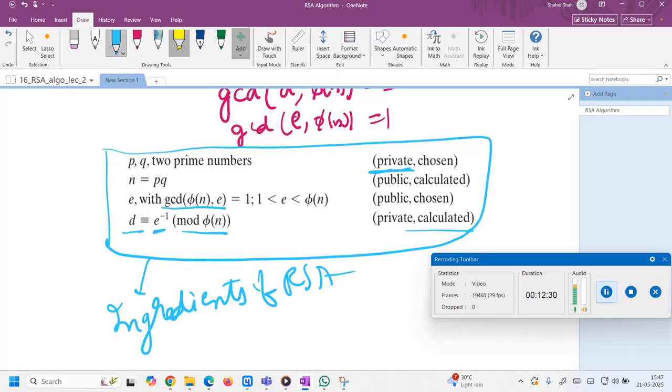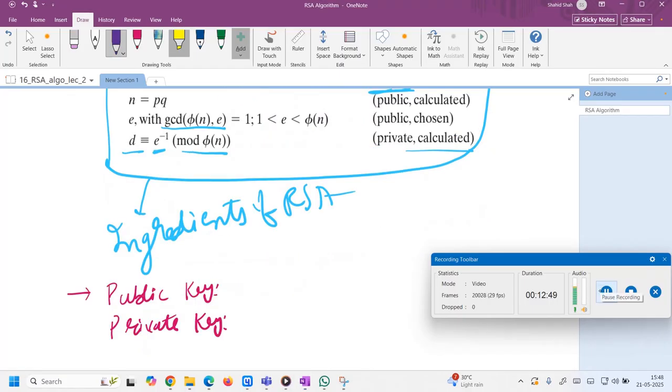Now this last operation, the inverse operation, should be infeasible, and it is quite possible to choose such numbers, such E and such n, hence P and Q, such that the computation of E inverse in modulo phi of n is difficult. Now what is the public key? It is E comma n. What is the private key? It is D comma n.